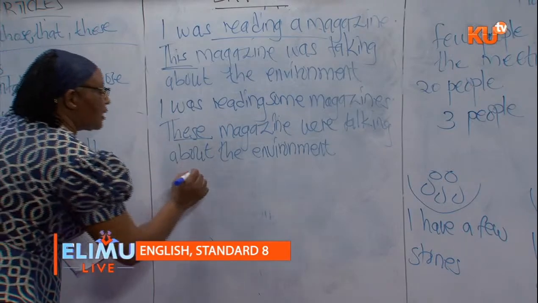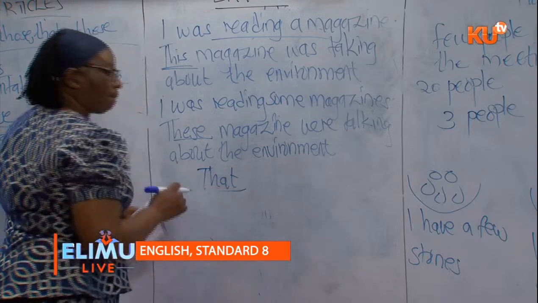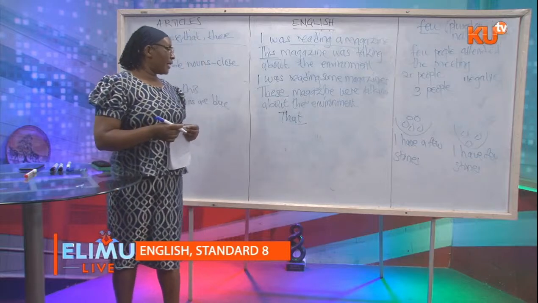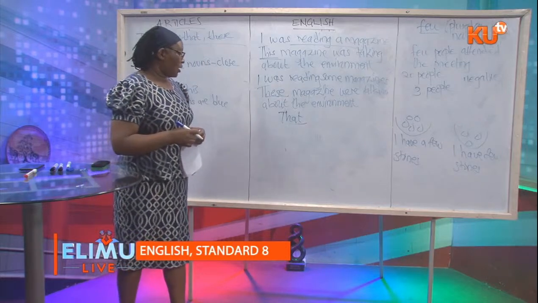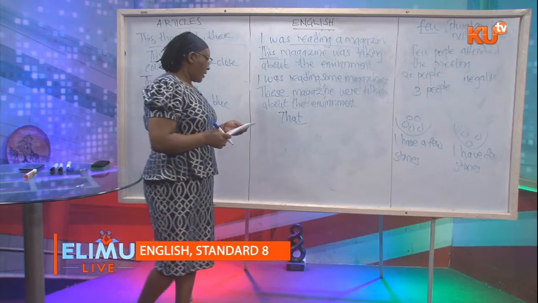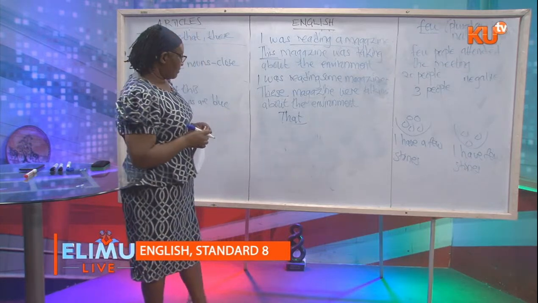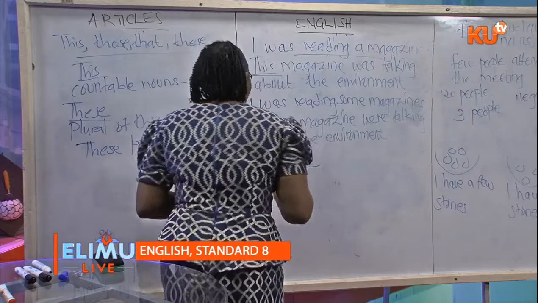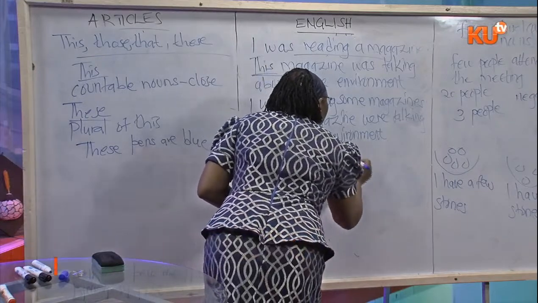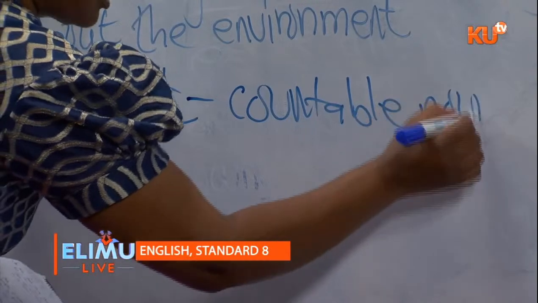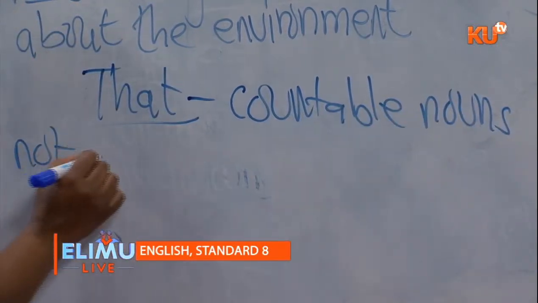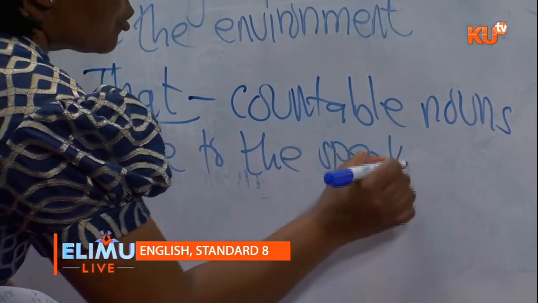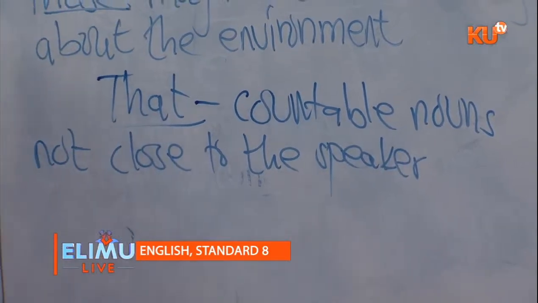Now then we have the word that, determiner that. Now as we use the word this to talk about items which are close to the speaker, we use the word that to talk about items which are far from the speaker, items that are not even seen. So we talk about countable nouns still. Countable nouns not close to the speaker.